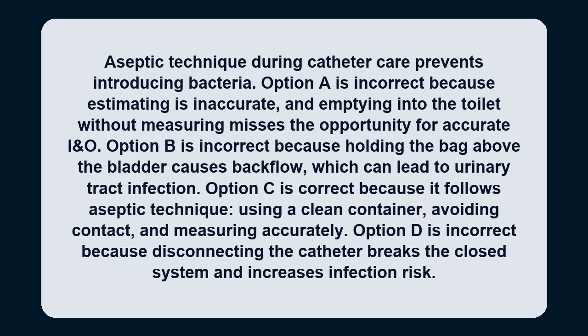Option A is incorrect because estimating is inaccurate and emptying into the toilet without measuring misses the opportunity for accurate I&O. Option B is incorrect because holding the bag above the bladder causes backflow, which can lead to urinary tract infection. Option C is correct because it follows aseptic technique, using a clean container, avoiding contact, and measuring accurately. Option D is incorrect because disconnecting the catheter breaks the closed system and increases infection risk.